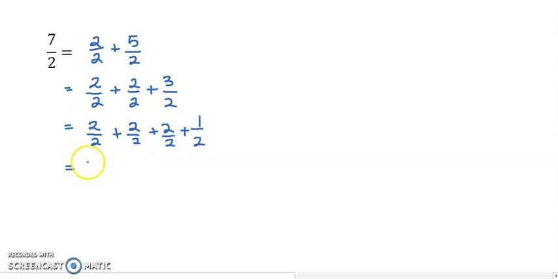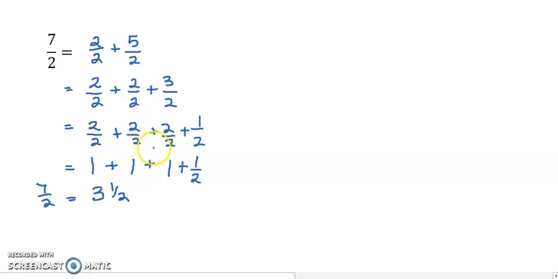So now we know each 2/2 is equal to 1 whole, and then we still have the half. So 7/2 is equal to 1, 2, 3, and a half, or 3 and 1/2. But this is really a long way of doing it.